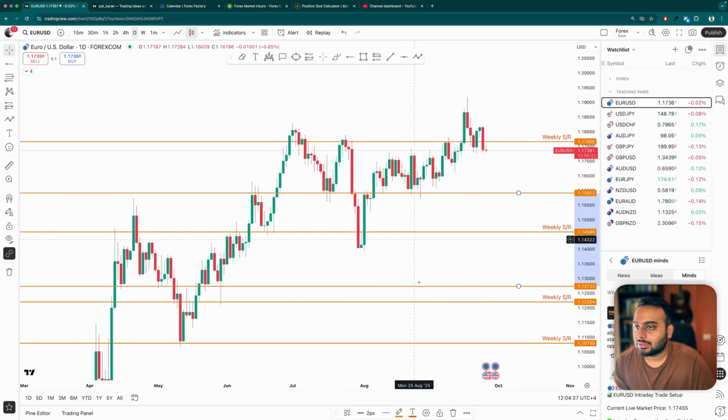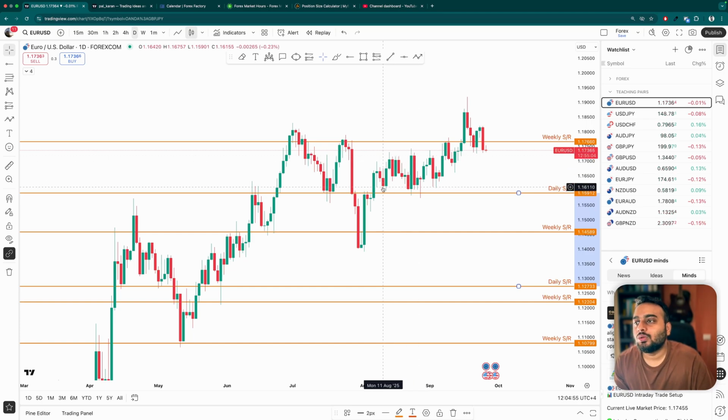I'll just mark this as daily support and resistance. I hope you guys are able to understand this. You can see a lot of touches right here. Now you can draw many more lines. You can draw a line here and everything, but this should solve your purpose.